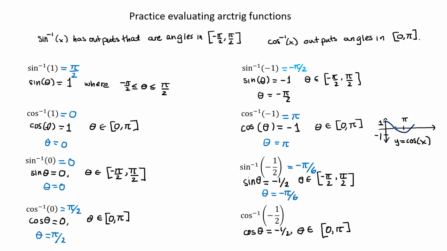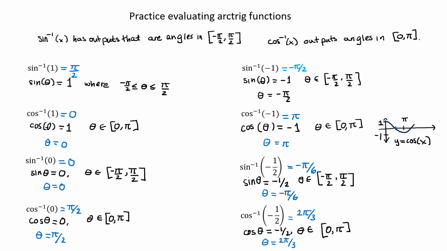All right, and last but not least, we want to know the inverse cosine of -1/2, or the angle between 0 and pi, so that when we take cosine of that angle, we get -1/2. And that angle is theta equals 2 pi over 3. Okay, so the inverse cosine of -1/2 is 2 pi over 3.